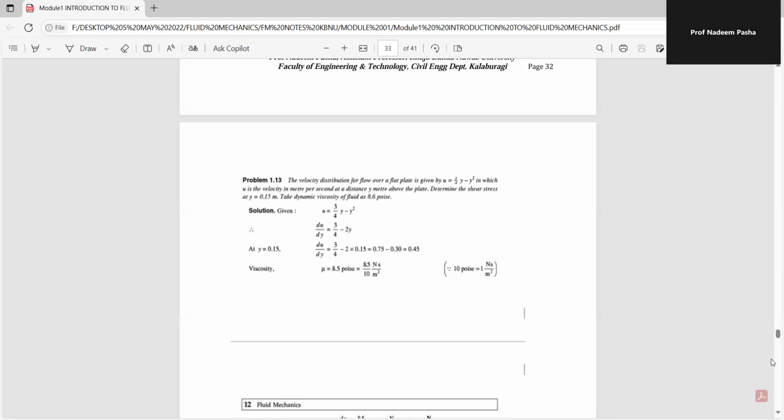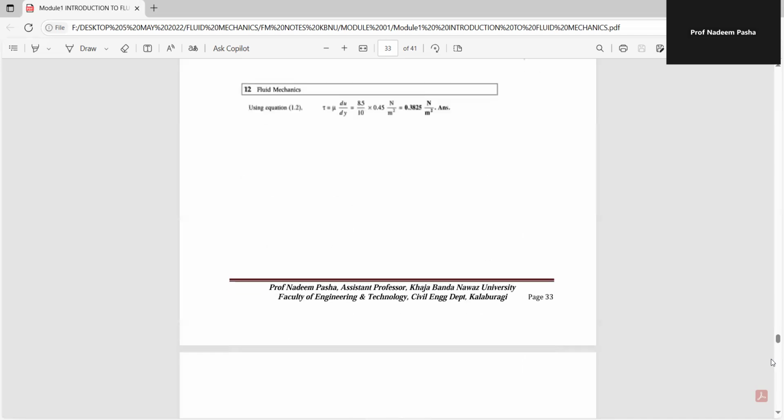du by dy is equal to 3 by 4. Differentiation of y is 1, minus 2, differentiation of y square is 2y. But y equal to 0.15. du by dy equal to 3 by 4 minus 2 into 0.15. It comes out to be 0.45. Mu is equal to 8.5 poise or 8.5 by 10 Newton second per meter square. So your tau is equal to mu into du by dy. So tau is nothing but 8.5 by 10 into 0.45 Newton second per meter square. So finally it comes out to be 0.385 Newton per meter square.